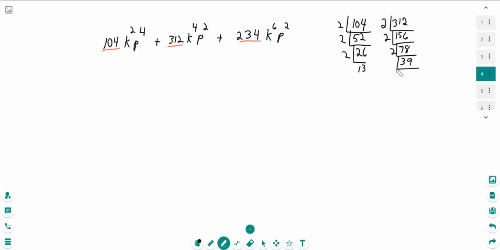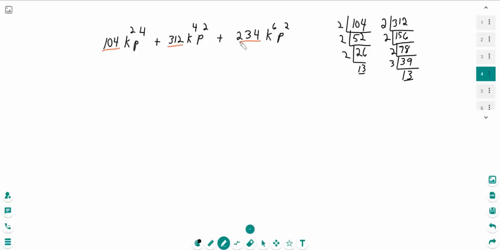3 can go into this, right? And if you weren't sure, remember the rule. 3 plus 9 is 12. And 3 can go into 12. So 3 can go into 39. All right, so 3 can go into 39 13 times. And look at that. That's the same over here. 13 is a prime number, so we stop there.